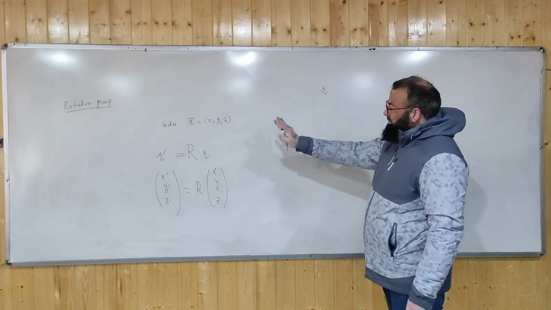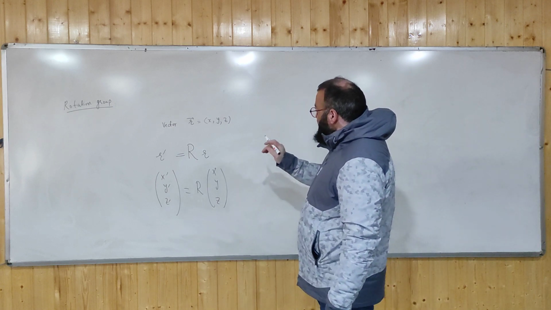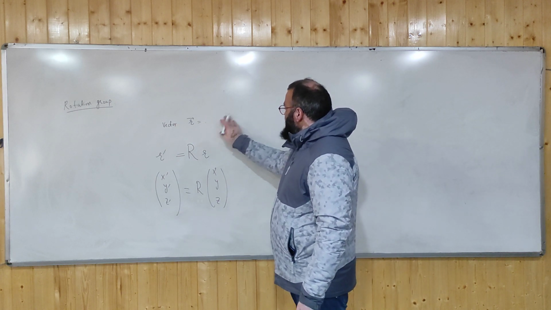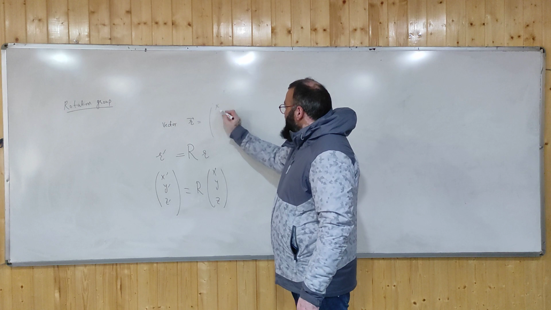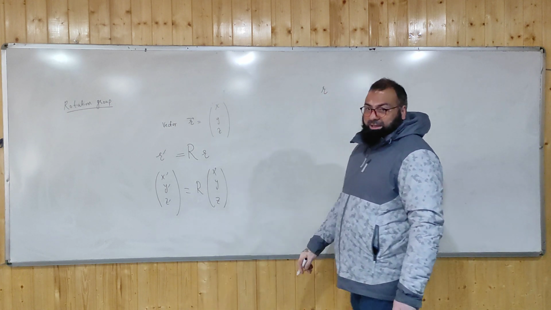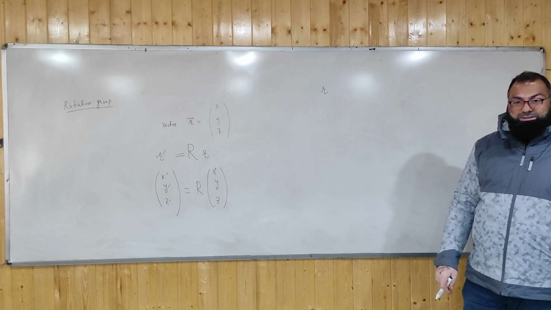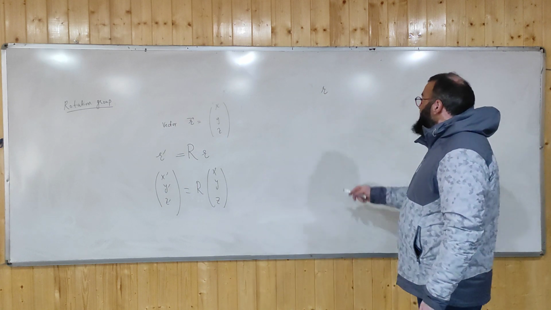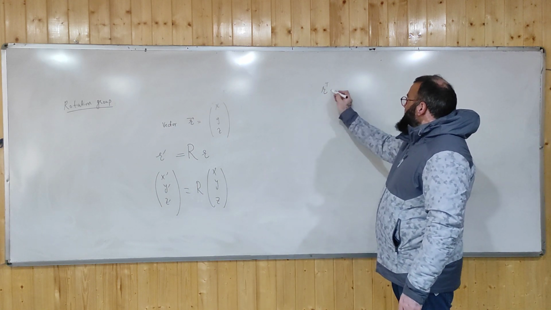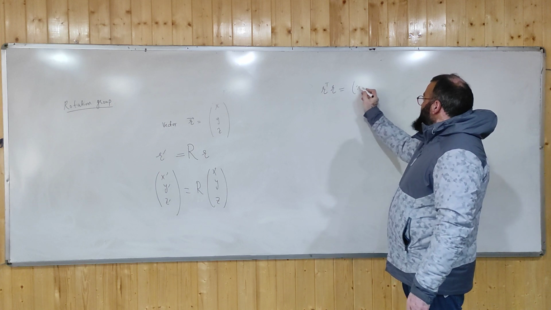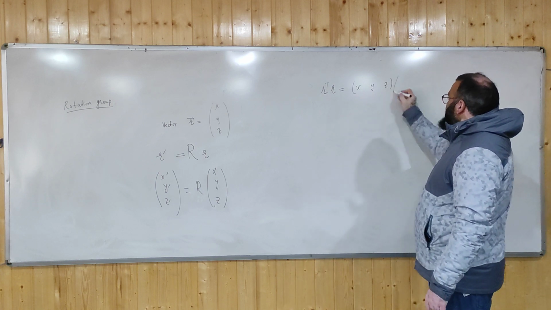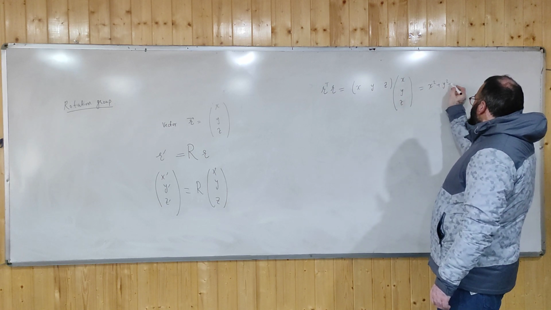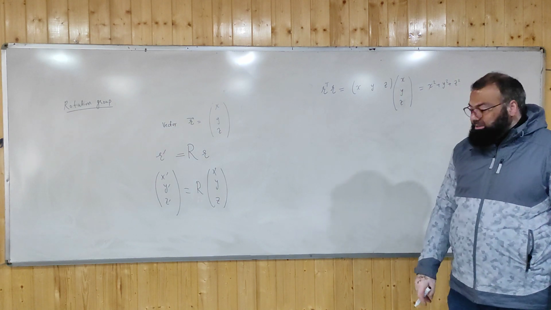I should write this vector r as a column vector x, y, z. Because R is a 3 by 3 matrix and it acts on this column vector, you get a column vector back. The length of the vector is given by r transpose r. So let's calculate that: x, y, z times x, y, z. How much is that? x squared plus y squared plus z squared. So the length of the vector remains invariant.